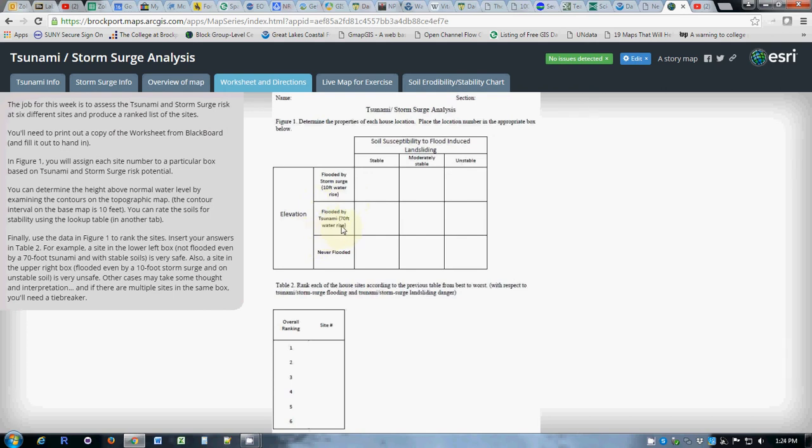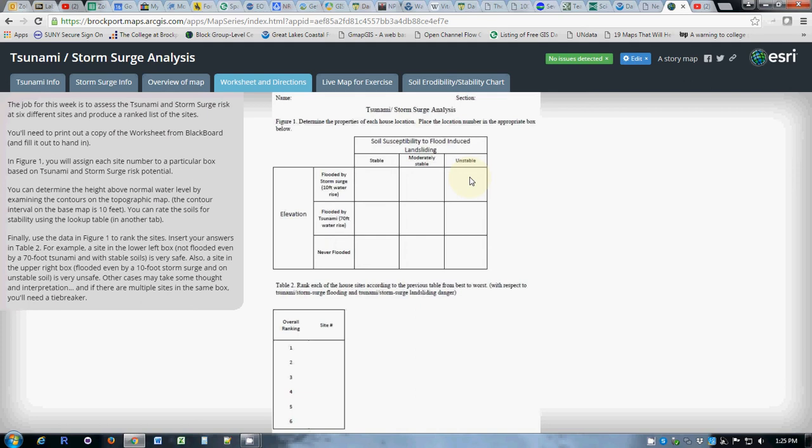The odds are smaller than just about anything else we've ever considered. But if there were a tsunami, we could assess whether one of the sites could be inundated by a 70-foot water rise, and anything more than 70 feet above the water level would never be flooded. And in the same way that we looked at the landsliding stability, the soil susceptibility and the soil stability for landsliding, we can use the same data set to judge whether the soil is stable, moderate, or unstable.